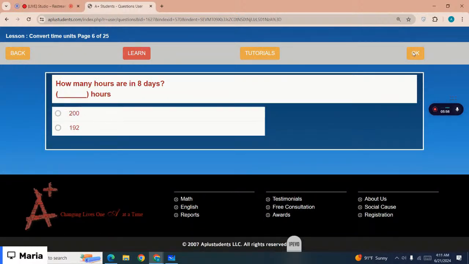How many hours in 8 days? Which is the correct option? In one day you have 24 hours. So 8 days. Yes, that is 192 hours. Option number 2 is the correct option.